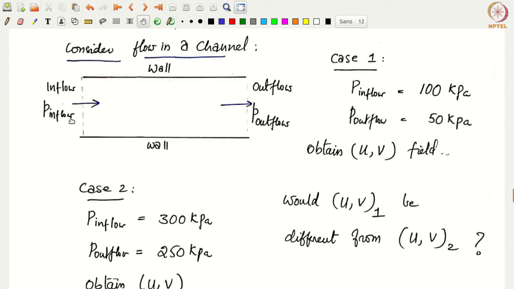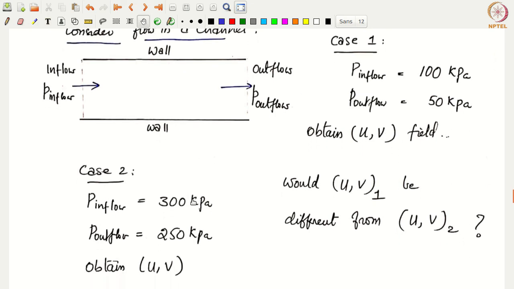Now if the pressure at the inflow is higher than the pressure at the outflow, of course the flow will go from left to right. In case 1, we maintain a uniform pressure of 100 kilopascals at the inlet, and at the outlet we maintain a uniform pressure of 50 kilopascals, okay. We can solve for this system using, let's say, the SIMPLE algorithm, and obtain the velocity field. Now in the second case, we change the inflow pressure to 300 kilopascals and the outflow pressure to 250 kilopascals, and again solve for the velocity field, obtaining another solution u and v for the entire domain.